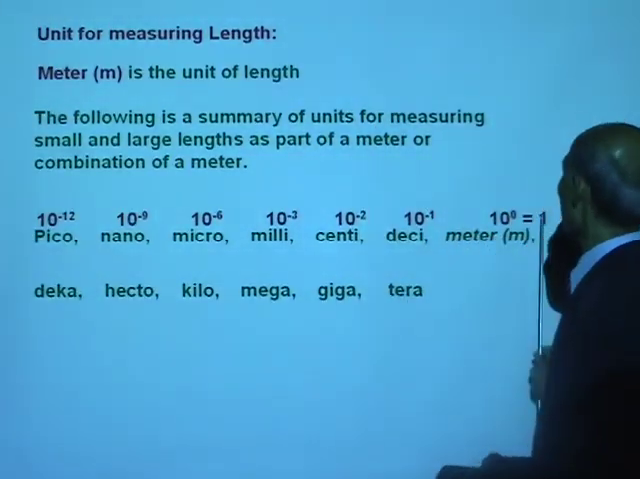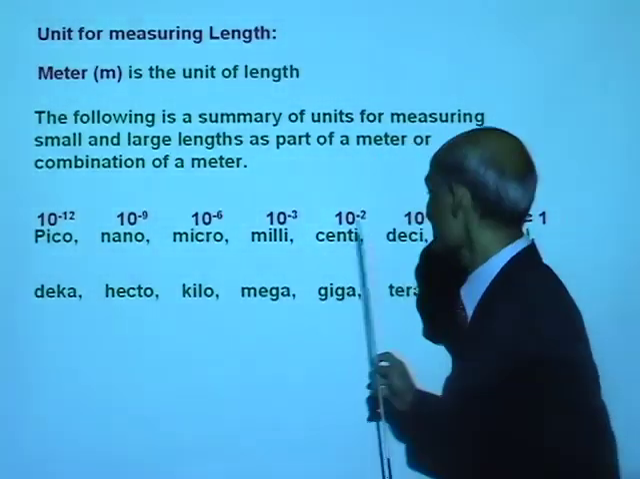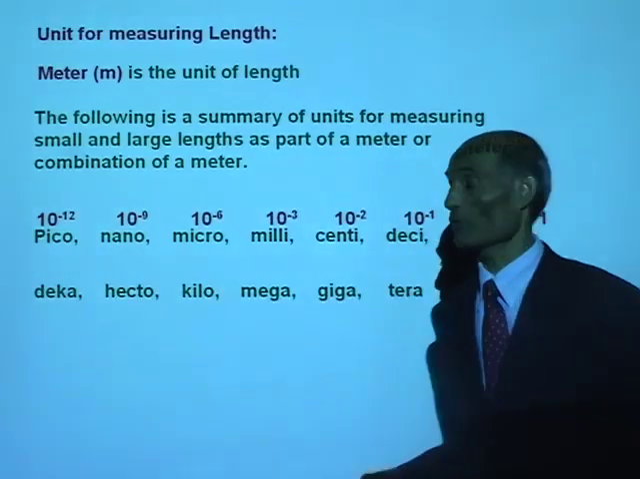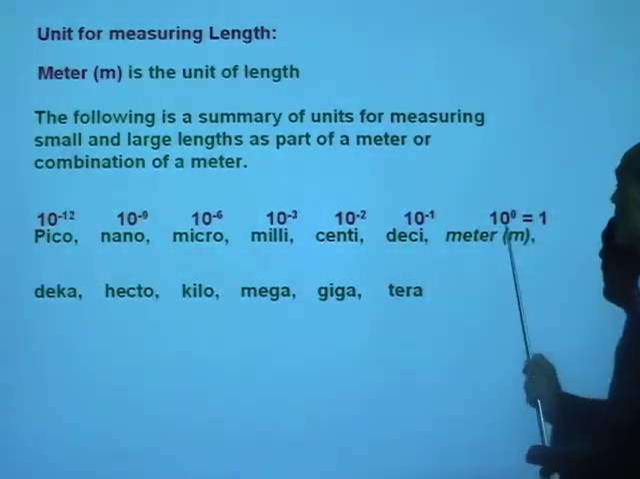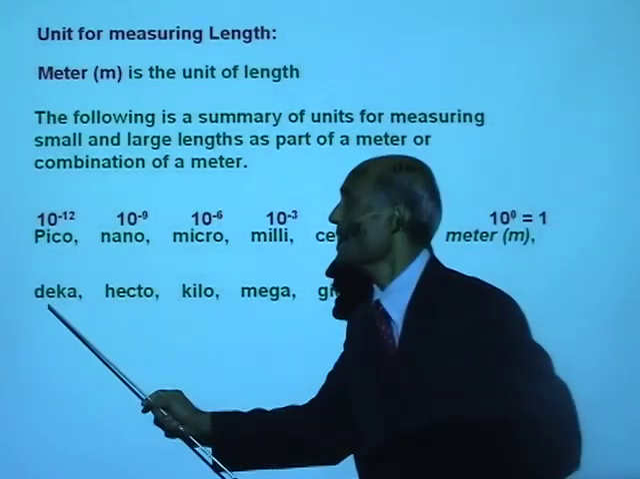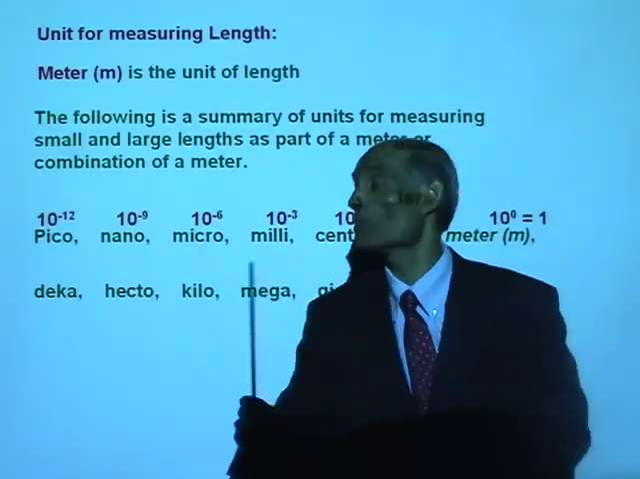Okay, now these are the units for measuring smaller lengths. Let's now go and discuss units for measuring bigger lengths. Okay, so here is 1 meter. Now what is deca? A decameter is 10 meters.